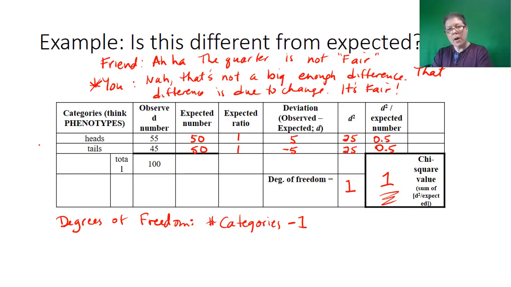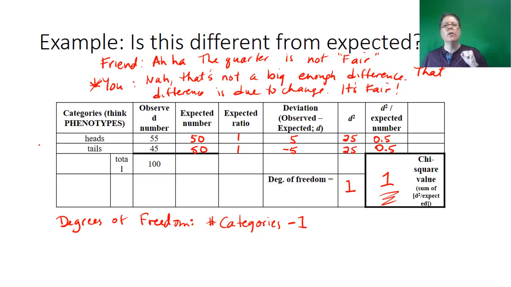We went with that hypothesis instead of our friend's hypothesis because our friend's hypothesis didn't have anything specific about it. So we couldn't come up with an expected number or an expected ratio from the quarter is not fair. But we can come up with an expected number or an expected ratio from that is just difference due to chance, because we would expect a quarter flipped 100 times to be heads about 50% of the time, tails about 50% of the time.